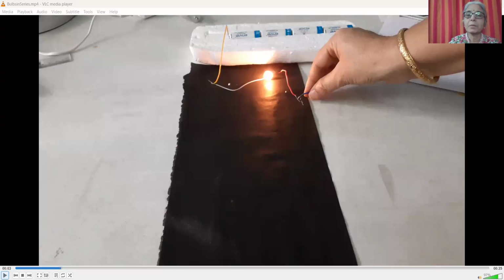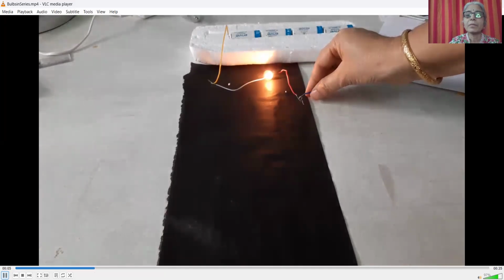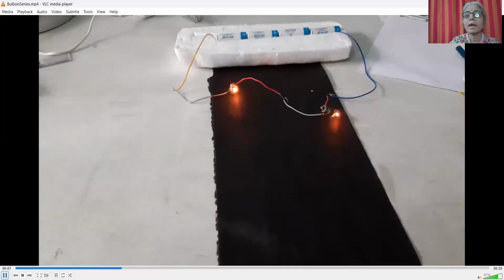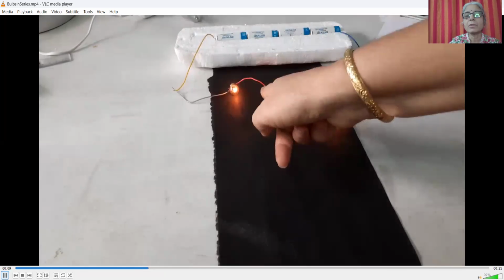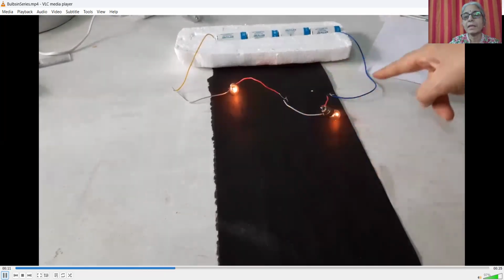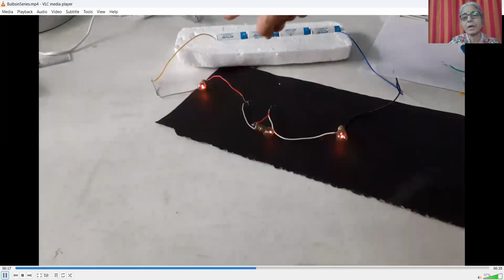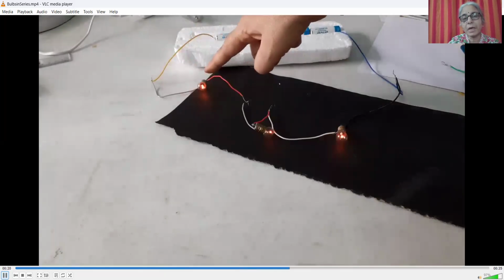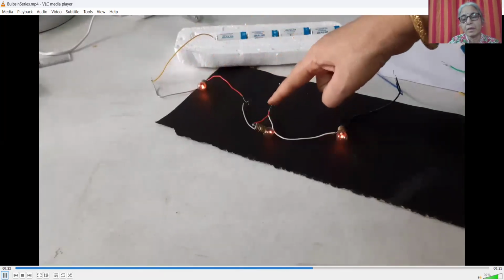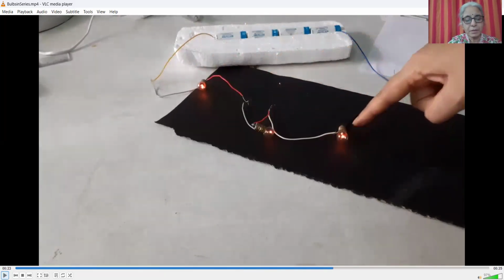We have one bulb glowing here. Then we add a second bulb. The intensity of the light has slightly decreased. And we add a third bulb, then definitely you can see that the bulbs have become dim. So why is that so? Because as we add more, each bulb consumes a certain amount of energy.